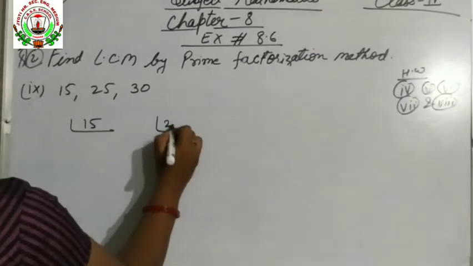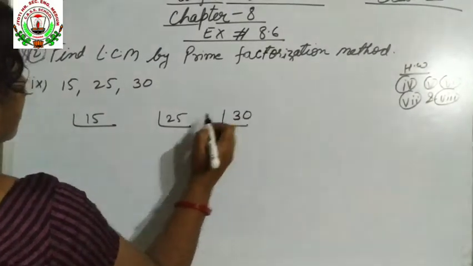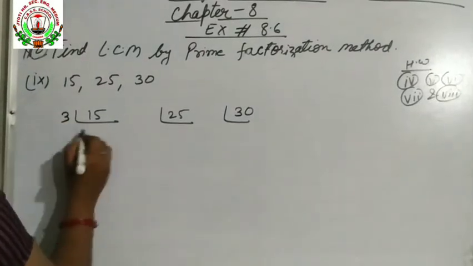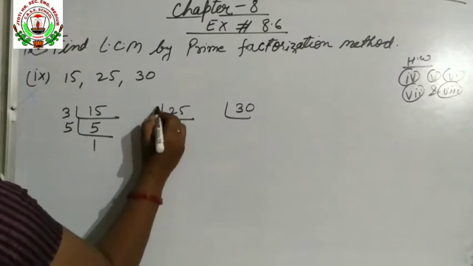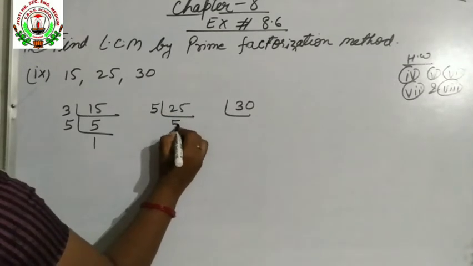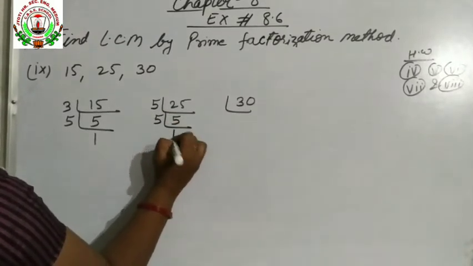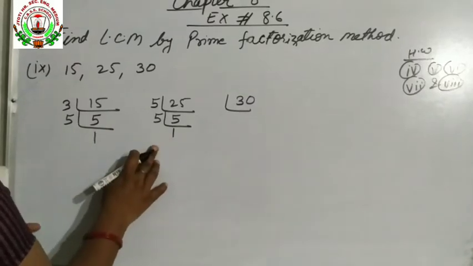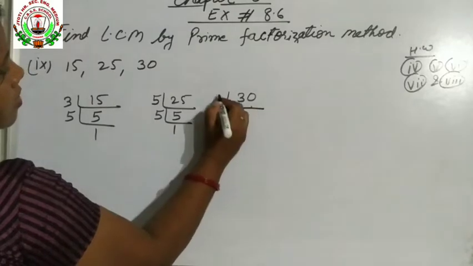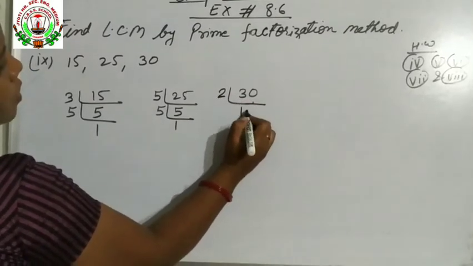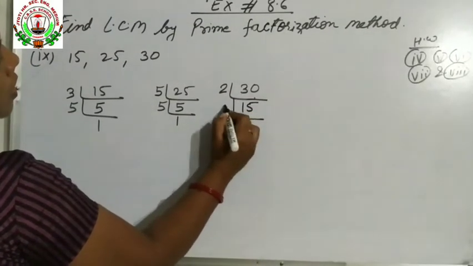15, 25, 30. Now 15 is divisible by 3. 3 5s are 15. 5 1s are 5. 25 is divisible by 5. So 5 5s are 25. Then 5 1s are 5. We can't take here 2 and 3 because 25 is not divisible by 2 and 3. Now 30 is divisible by 2. So we will take 2. 2 1s are 2. 2 5s are 10.